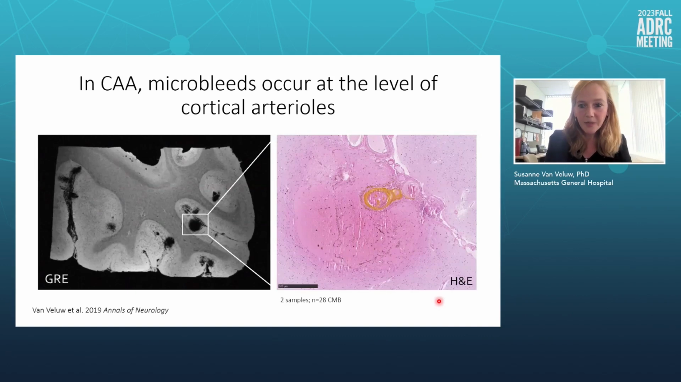So here's just an example again in cerebral amyloid angiopathy. So we're looking at a cortical microbleed. And the first thing we really learned from these observations is that these lesions really occur from cortical arterioles. So these are the vessels that stem from the pial surface, from the leptomeninges, and dive into the cortex. And these hemorrhages really occur around where the vessels bend into the cortex, around these cortical arterioles.